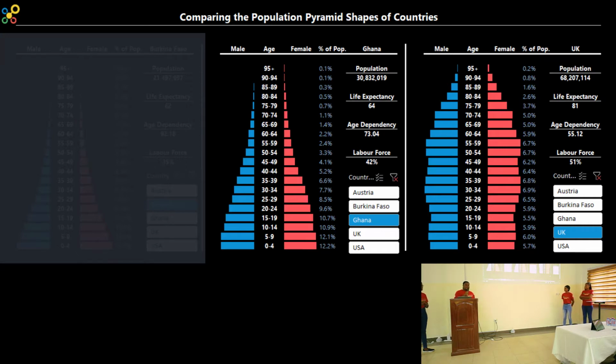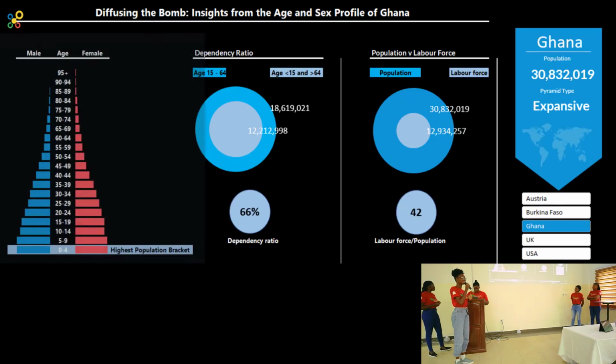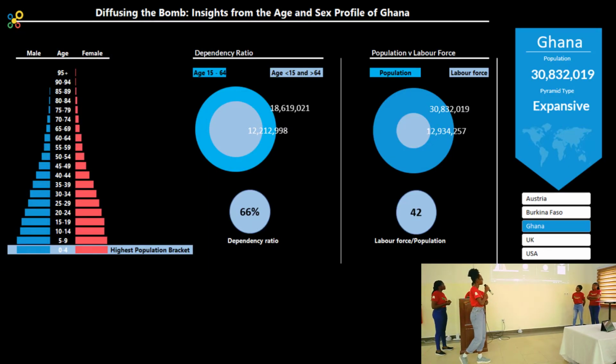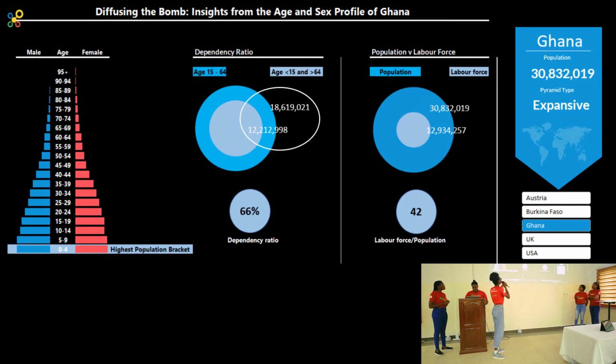Now let's come back home to Ghana and draw insights from the implications of Ghana's population pyramid and suggest possible solutions that can make Ghana's economy a better one. According to the data we have from the Ghana Statistical Service, about 18 million people can work. That's the people between the ages of 15 and 64. And about 12 million people are dependent on those who can work.